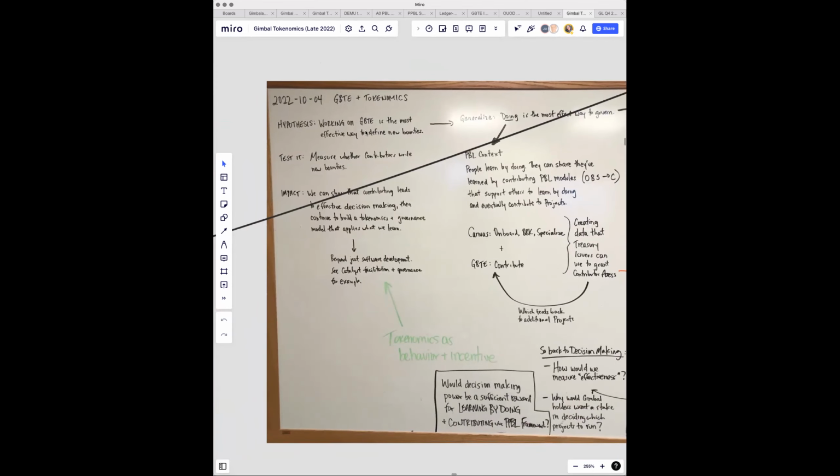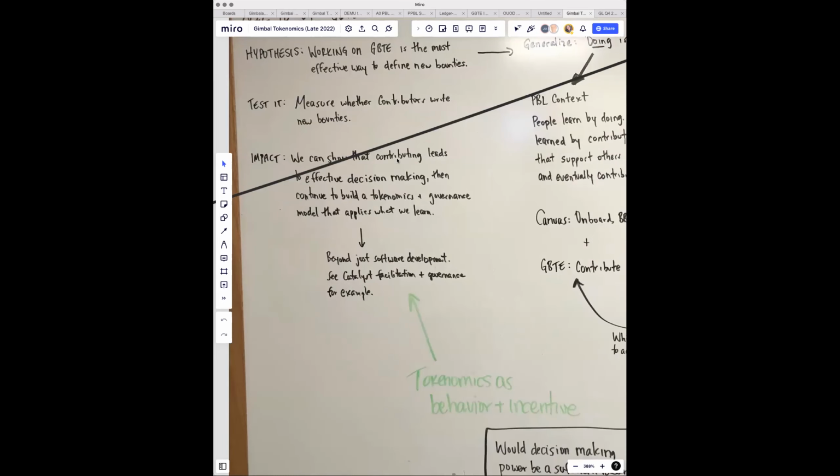I was working on bounties for the GBTE, and it's obvious in retrospect, but I was like, I can't write good bounties if I'm not working on the GBTE already. And so the best way to create new bounties is by doing work and figuring out in a hands-on way what needs to be done. And this generalizes from software development to Catalyst facilitation, to marketing work, to other sorts of facilitation. We can show that contribution is the most effective way to making good decisions. We can show that people who contribute can be good governors.